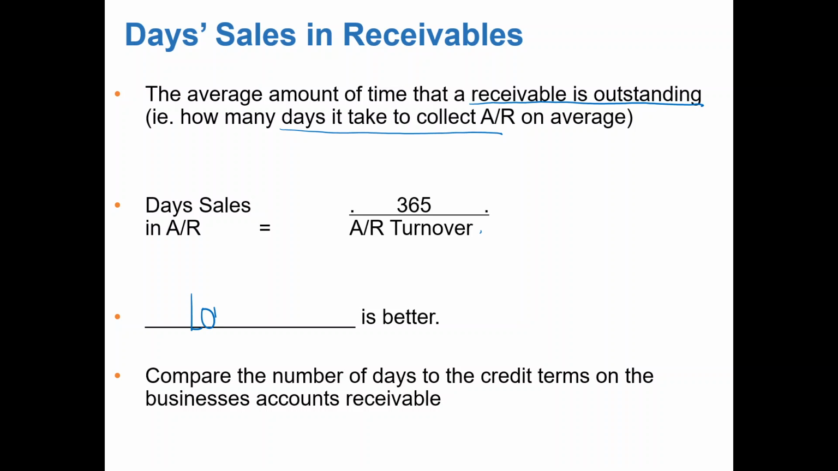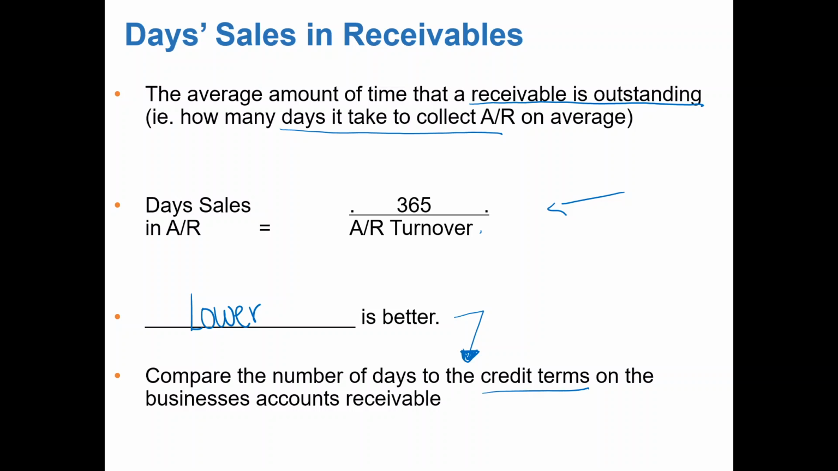Yeah, here lower is better, because that means that it's sitting in AR for less time, or it's taking us fewer days to collect it. So the lower the better, because every business wants to get its cash as quickly as it can. But to really know how well the business is doing, you would want to compare this number of days that we calculate to the credit terms on the business's accounts receivable.